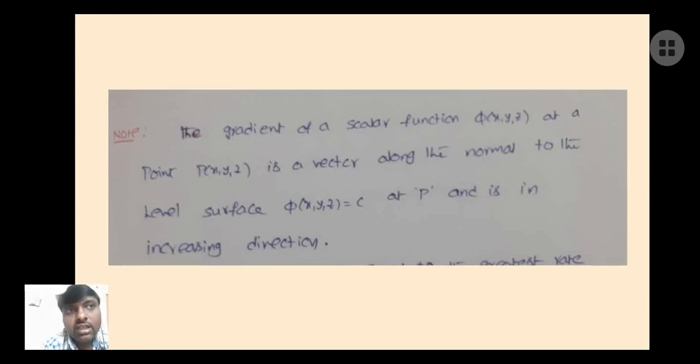Okay, in today's lecture we discussed the vector differential operator del, the gradient, and how to calculate the gradient of a scalar point function. In the next lecture we will discuss the directional derivative. Thank you.